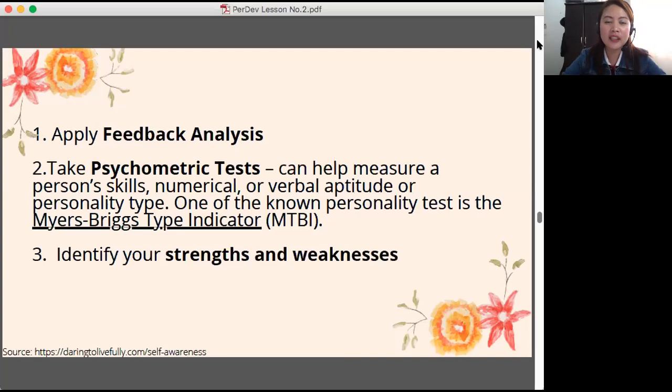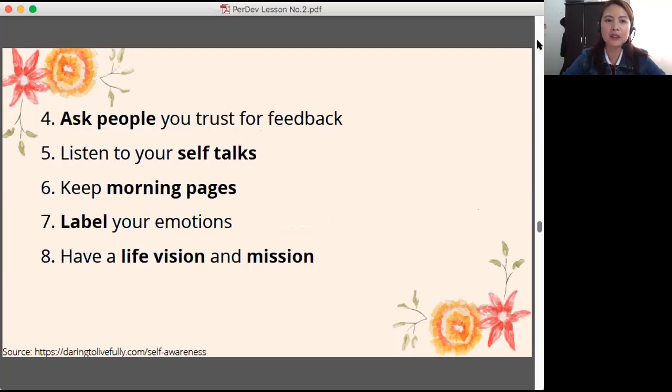2, take psychometric tests. It can help us measure person skills, numerical or verbal aptitude, or personality type. One of the known personality tests, try niyo po ito, Myers-Briggs Type Indicator, MBTI. Number 3, identify your strengths and weaknesses. 4, ask people you trust for feedback.